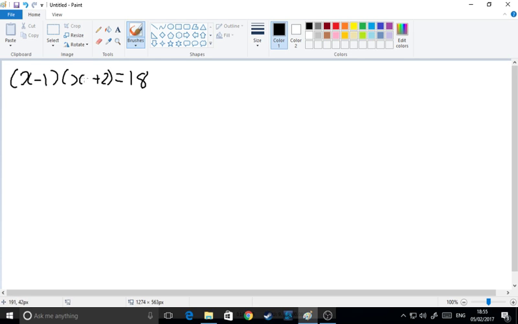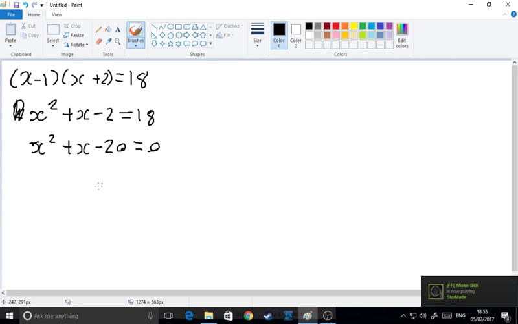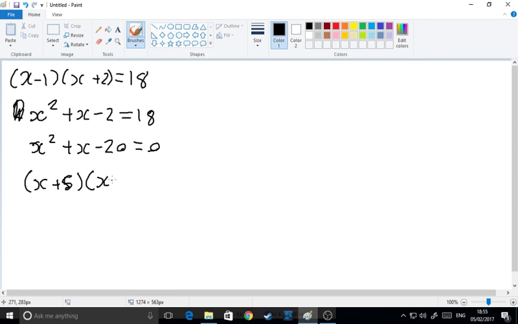So what I would do is expand out these brackets. You would get x squared plus x minus 2 equals 18. Put the 18 over there: x squared plus x minus 20 equals 0. 5 and 4. So x plus 5, x minus 4 equals 0. X equals minus 5, x equals 4. And yeah, you could solve it like that.